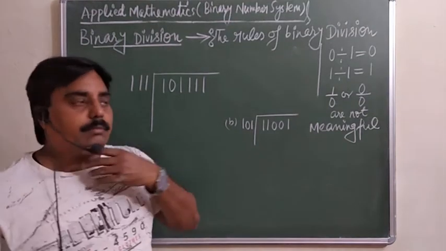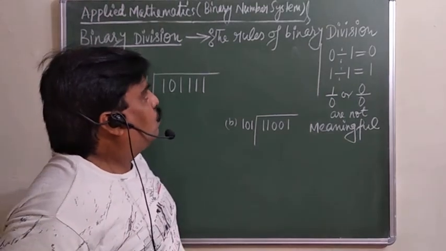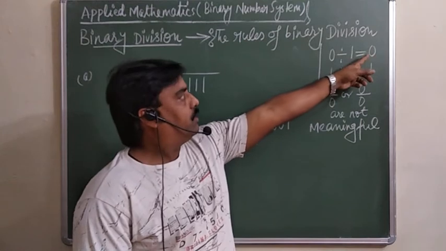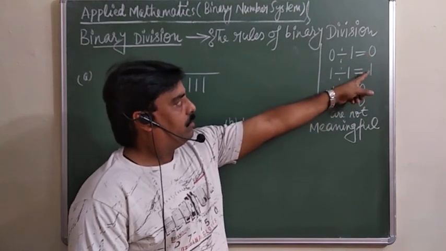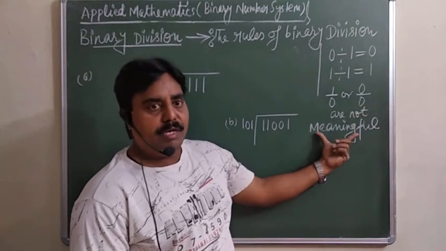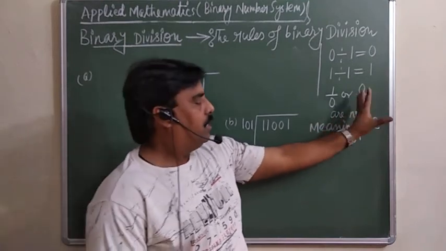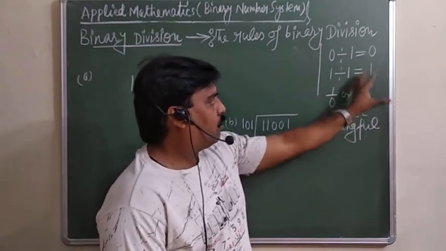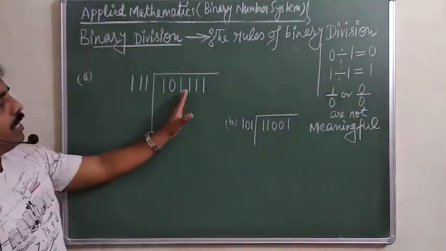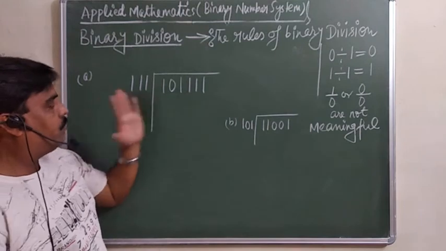Yes, in the case of division, the rules of binary division are: 0 divided by 1 gives 0, and 1 divided by 1 is 1. But 1 over 0 and 0 over 0 are not meaningful; they cannot be defined. You can say it is an indeterminate form. So now look here, how can you divide this? You should be very careful here.